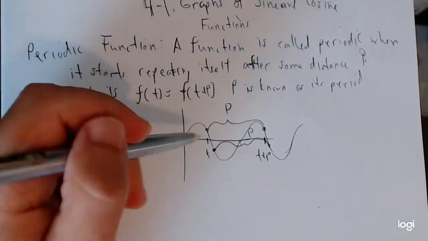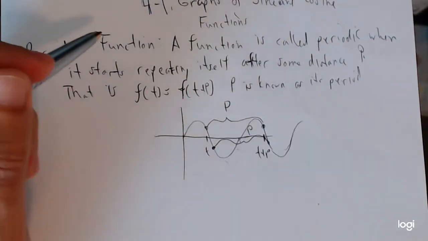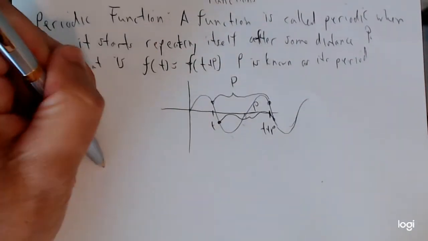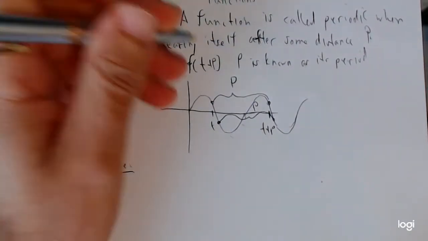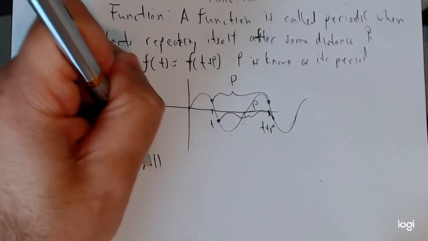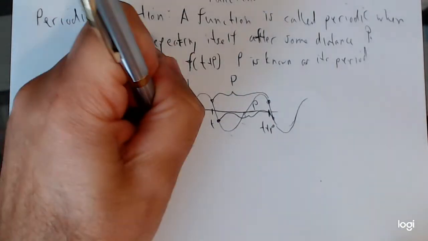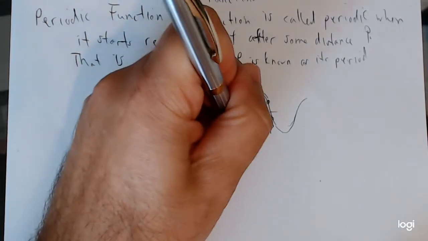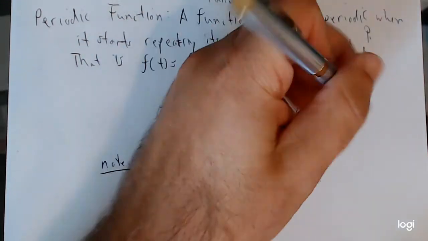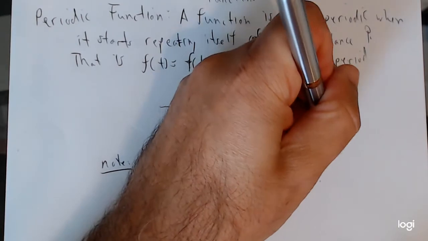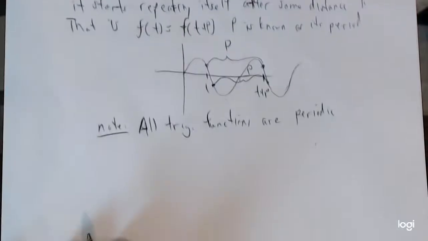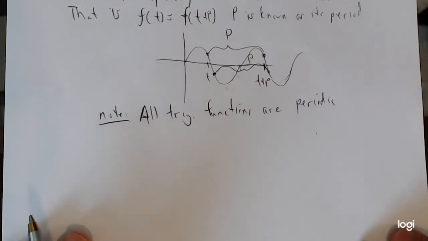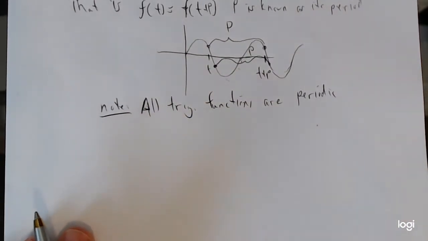So in other words, if you could graph one period of the function, then you know exactly how it looks because it's going to repeat itself over and over and over. One comment I want to make, which is going to be to our advantage, is that all trig functions are periodic, which is nice, because if I could graph one period of this trig function, then I basically have generated its graph.